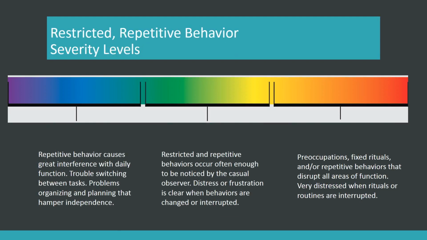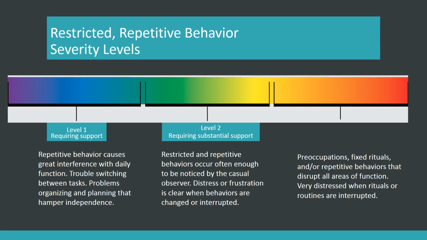Now let's look at the restrictive repetitive behavior severity levels. At Level 1, requiring support, repetitive behavior causes great interference with daily function. This person may have trouble switching between tasks, and also problems organizing and planning that may hamper that person's independence.